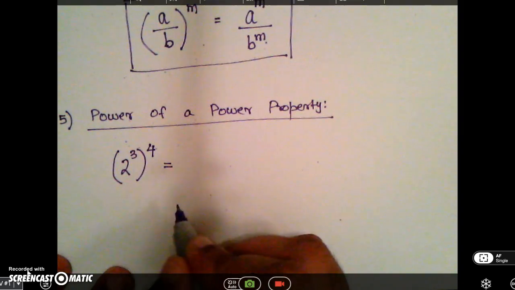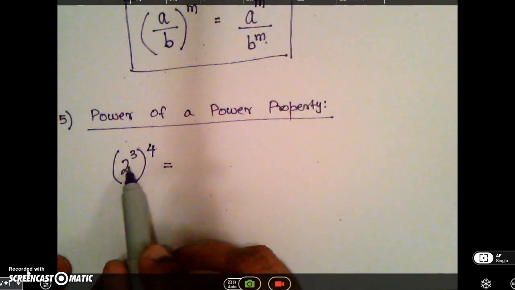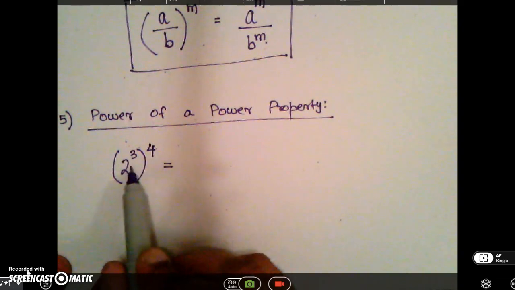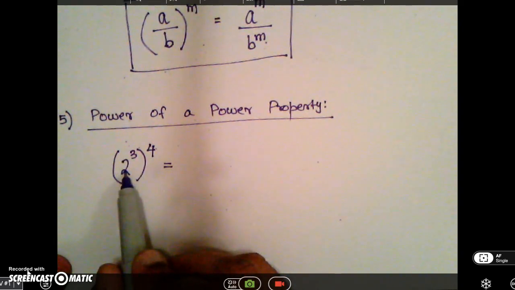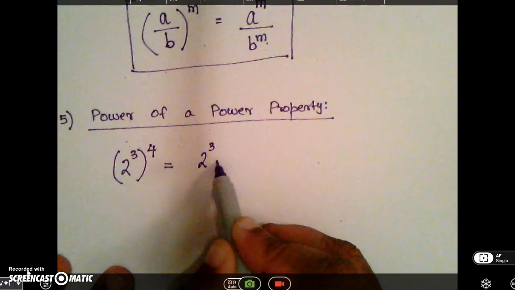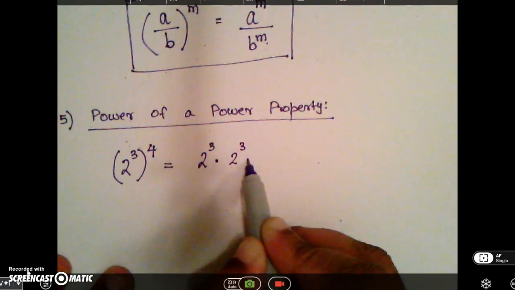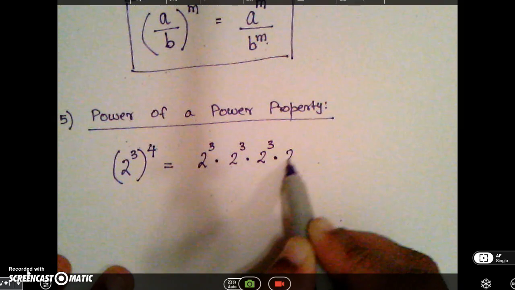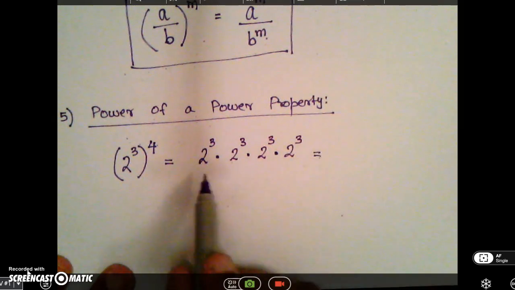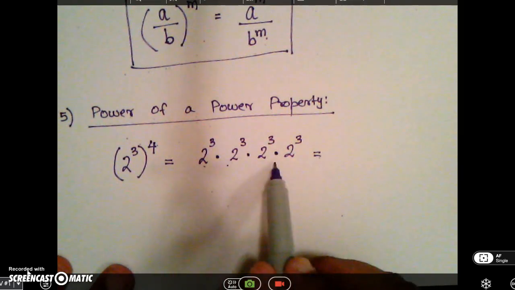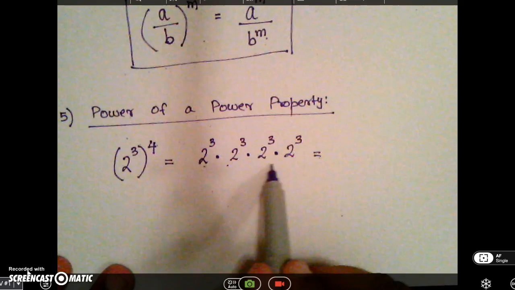So if I apply the basic rule of my exponent, it is the base multiplied by itself as many times as the power is. So the base is 2 to the power of 3 and it is being multiplied by itself 4 times. So I can say it is 2 to the power of 3 times 2 to the power of 3 times 2 to the power of 3 times 2 to the power of 3. So here I am multiplying different powers that have the same base, so that becomes product of powers.